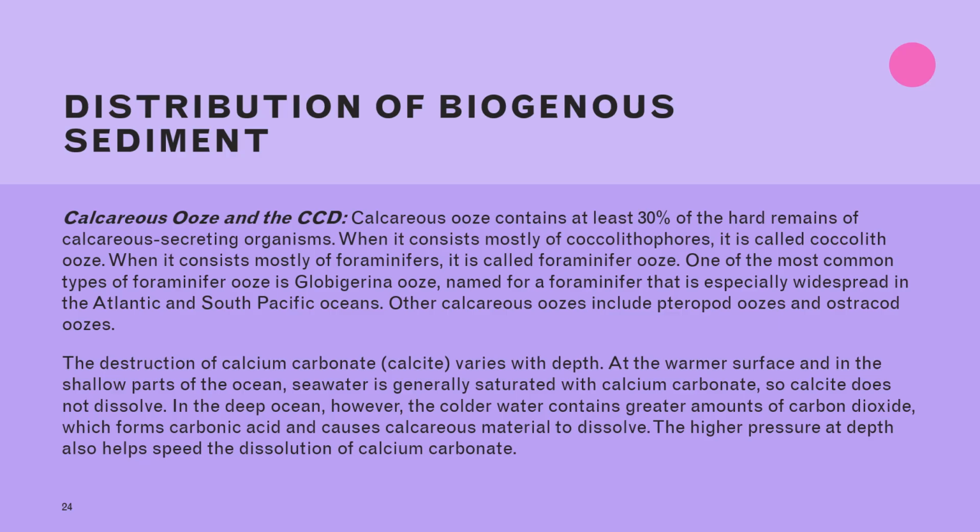Other calcareous oozes include pteropod oozes and ostracod oozes. The destruction of calcium carbonate, like silica, varies with depth. At the warmer surface and in the shallow parts of the ocean, seawater is generally saturated with calcium carbonate, so calcite does not dissolve. In the deep ocean, however, the colder water contains a greater amount of carbon dioxide, which forms carbonic acid and causes calcareous material to dissolve. The higher pressure at depth also helps speed the dissolution of calcium carbonate.